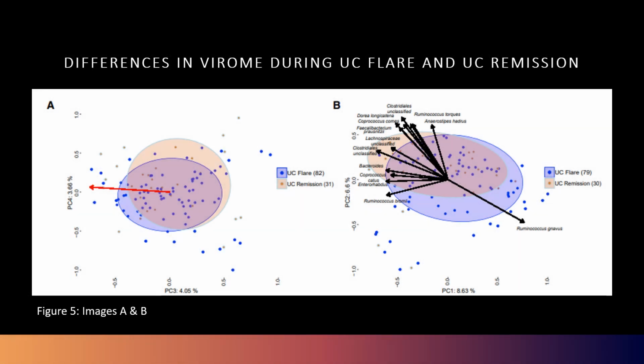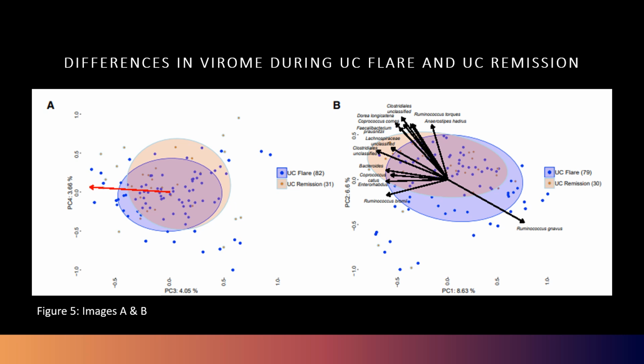A and B is showing the differences in virome during UC flare and UC remission. So this is using beta diversity analysis. So figure A on the left is showing a principal coordinate analysis based on Spearman distances yet again. And as you can see, there's no significant separation between UC flare and remission. It has a p-value of 0.17, and this suggests that the overall virome composition remains relatively stable between these two states of flare and remission.